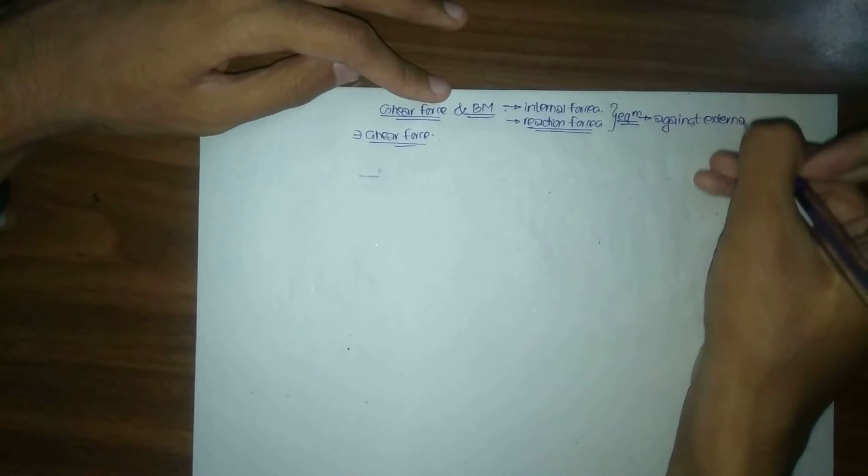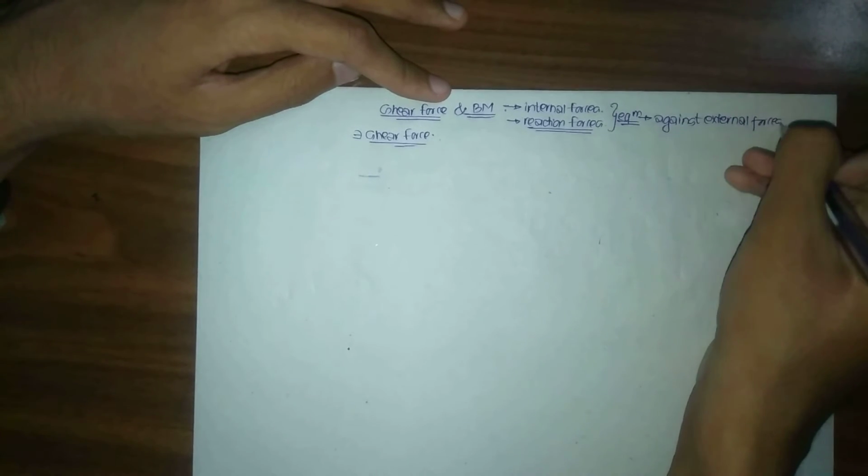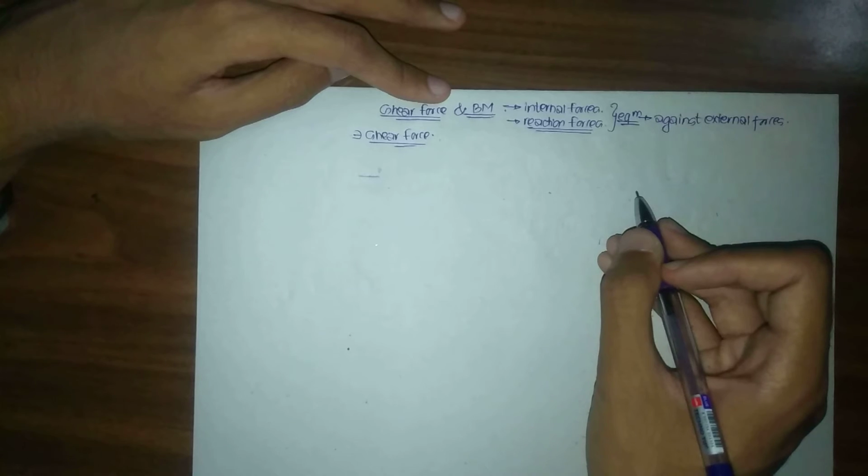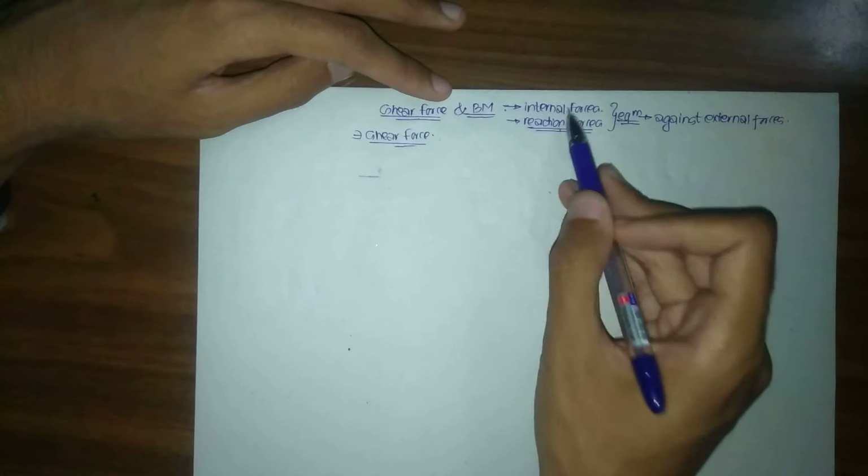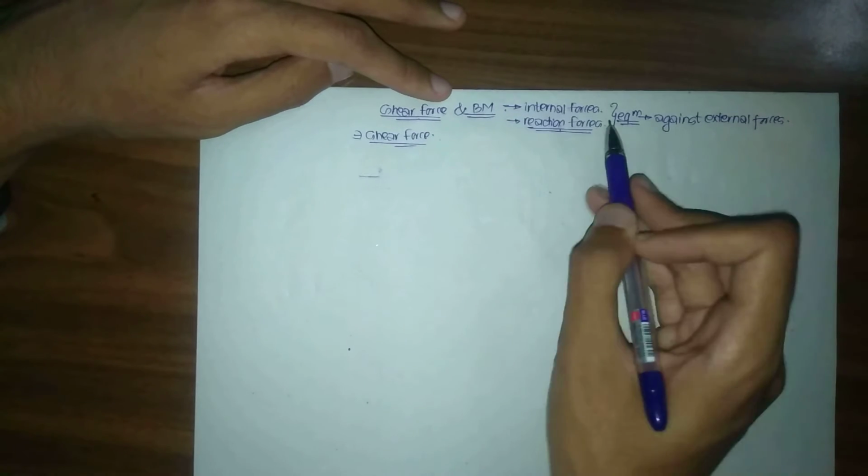So whenever external forces, which may be point load, UVL or UDL, are applied on a beam, this type of forces are developed in the beam in order to maintain equilibrium.